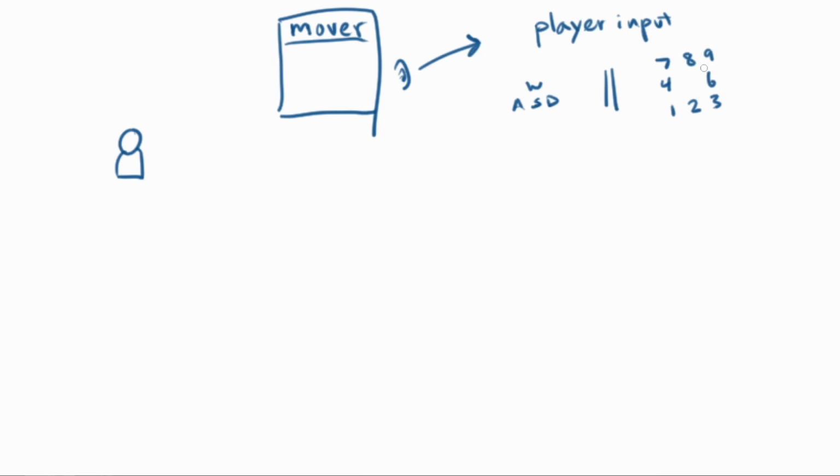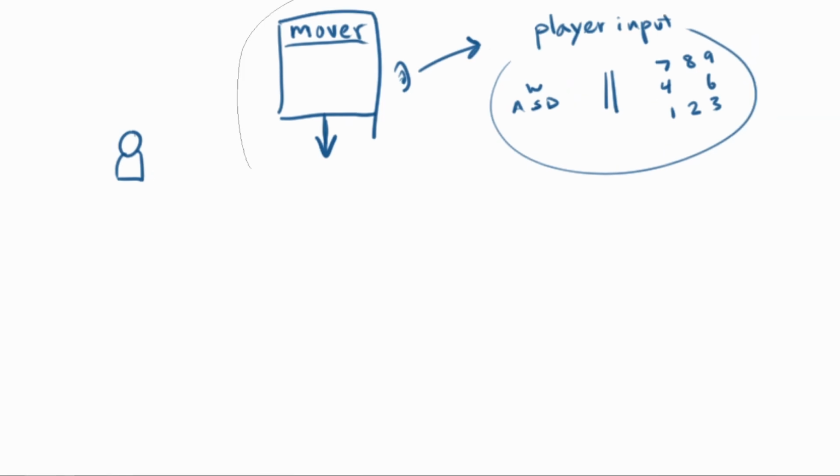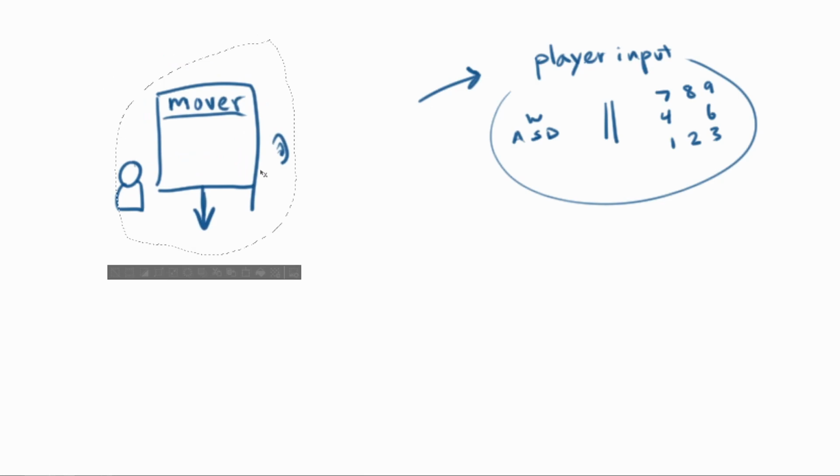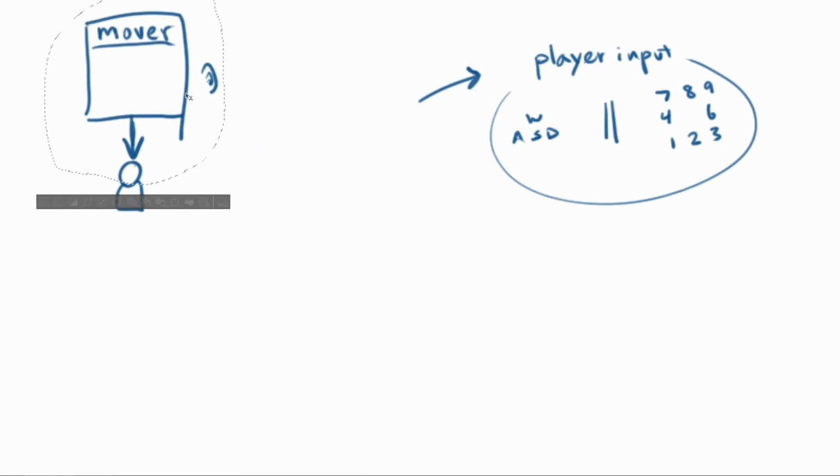So when the player presses any of these keys here, the mover is going to hear that, and then the mover is going to then move whoever he's attached to. So in order to get it to move the player, all we gotta do is just take our mover here and attach him to the player. There we go.